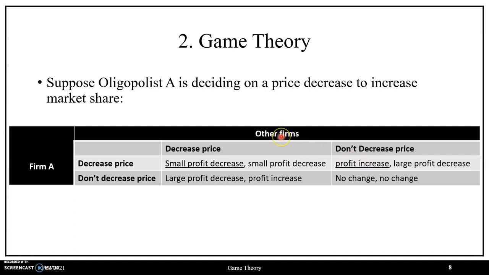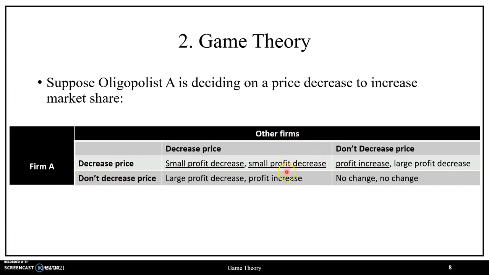Now moving on to what our column player will do given what firm A does. If firm A decides to decrease their price, other firms can choose to decrease their price for a small profit decrease, or they can choose to not decrease their price for a large profit decrease. They would rather have a small profit decrease, so they will choose to decrease their prices, leading to this being their selection.